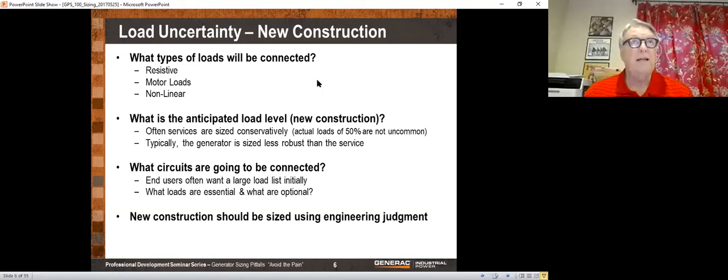The second one, actually measuring it. Tell someone to turn on all the loads and then measure. And then I like to use the 80% rule. And the third way is with engineering drawings. That's the way we tend to do it probably the majority of the time.